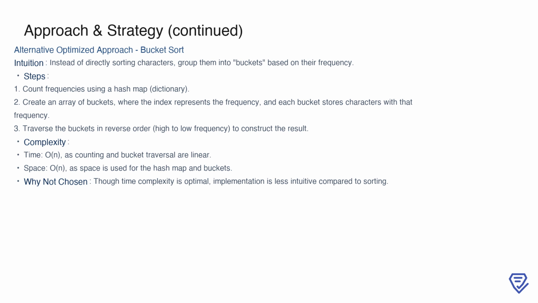This method has an optimal time complexity of O(n), since both frequency counting and bucket traversal are linear operations. It also uses O(n) space for the hash map and the buckets. However, despite its efficiency, this approach is less intuitive to implement and may be harder to understand and maintain compared to using built-in sorting.